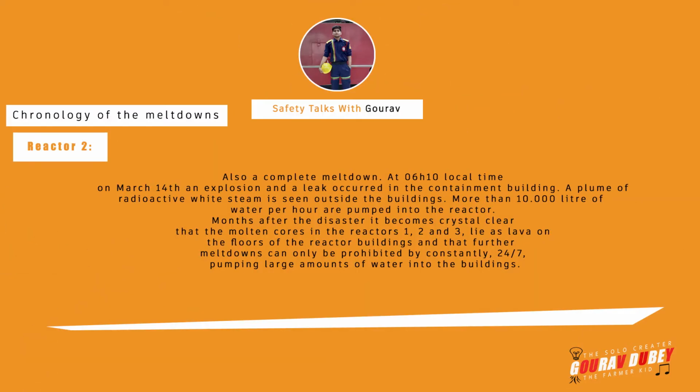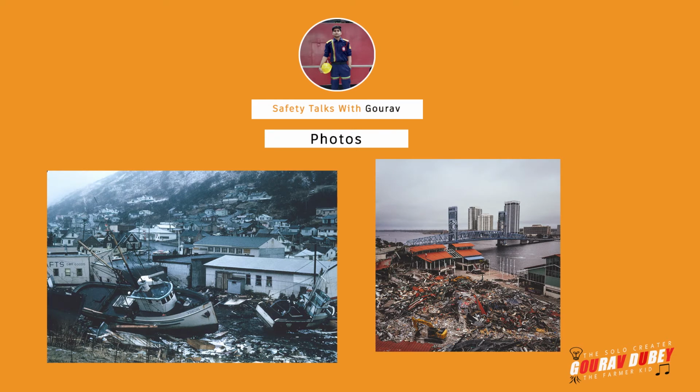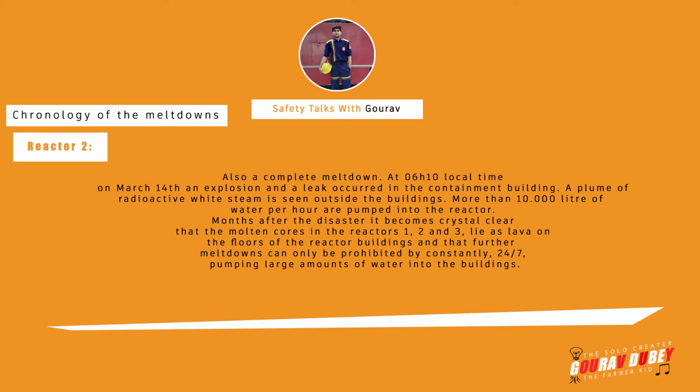Then the chronology of the meltdown in reactor 2: also a complete meltdown, at 06:10 local time on March 11th. An explosion and a leak occurred in the containment building. A plume of radioactive white steam is seen outside the buildings. More than 10,000 liters of water per hour are pumped into the reactor. Months after the disaster, it becomes crystal clear that the molten cores in reactors 1, 2, and 3 lie like lava on the floors of the reactor buildings, and that further meltdowns can only be prevented by constantly, 24 by 7, pumping large amounts of water into the buildings.